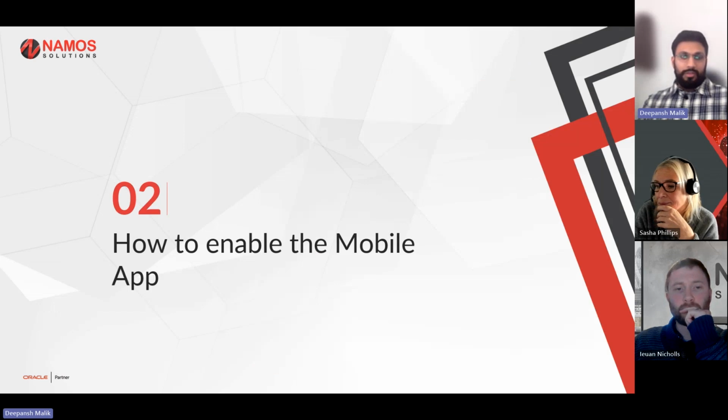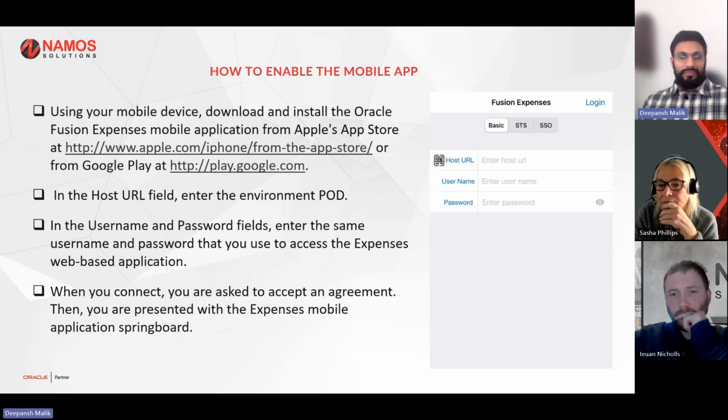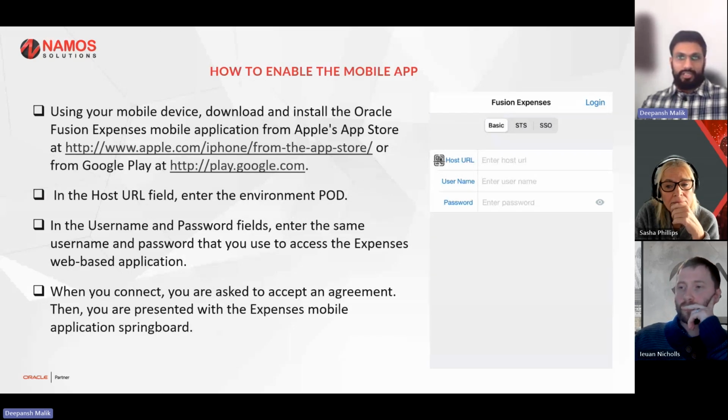Next up, we get a lot of questions how to enable the mobile app. In actual, there is nothing you need to do to enable the mobile app. You just need a mobile phone. You need to go to Google Play Store or Apple's App Store to download the app, and this should be the first screen that you see when you open the app.